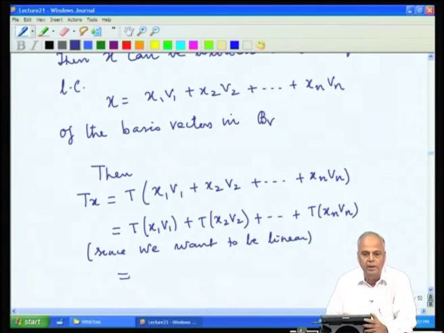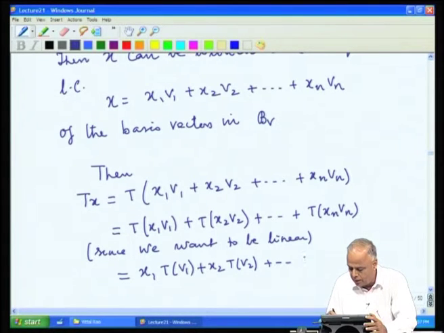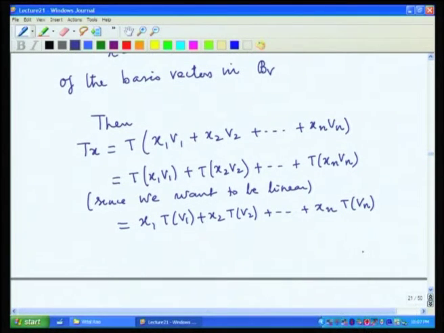Again using the same linearity, T of a scalar multiple of a vector is the scalar multiple of T of the vector. So, we can write it as x_1 T(v_1) plus x_2 T(v_2) plus x_n T(v_n). And we have already said what T(v_1), T(v_2), T(v_n) are. We said T(v_1) we are going to map to w_1, T(v_2) we map to w_2, T(v_n) we are going to map to w_n.